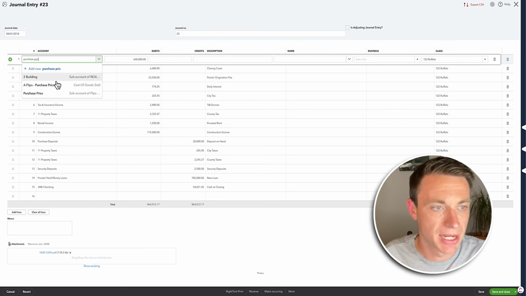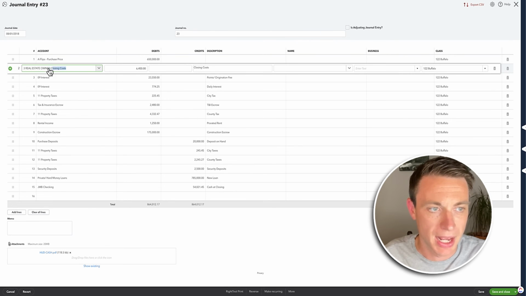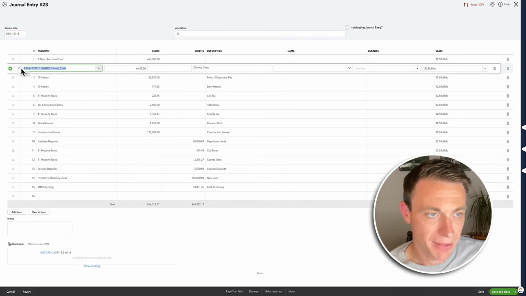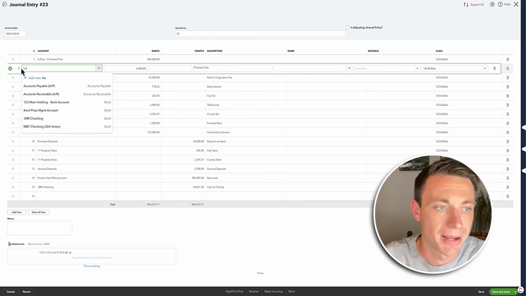Okay, and that is a cost of goods sold. So here's my purchase price I'm going to do. Now closing costs, again, if I'm not tracking the actual purchase on my balance sheet, I'm certainly not going to track the closing costs on my balance sheet. These are going to be something like buying costs.